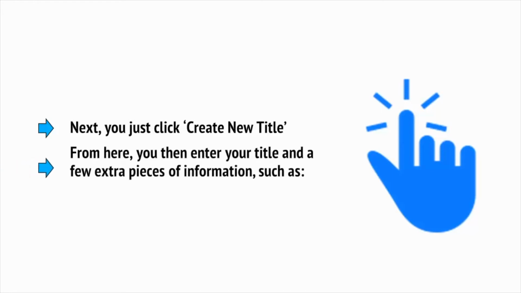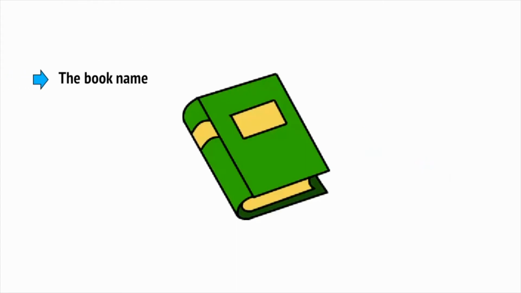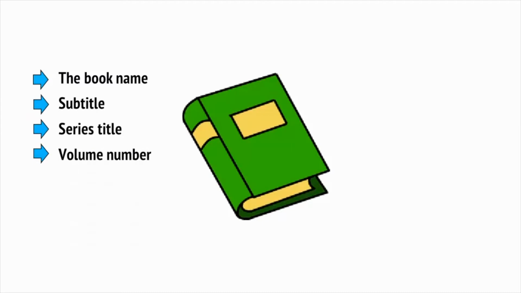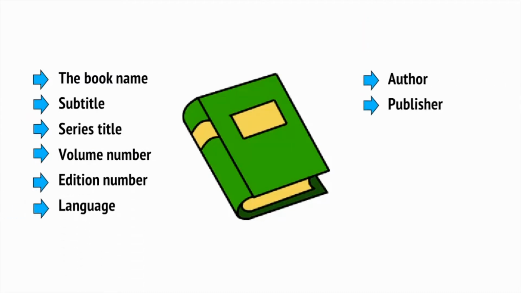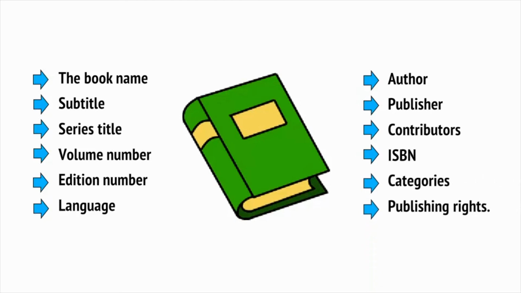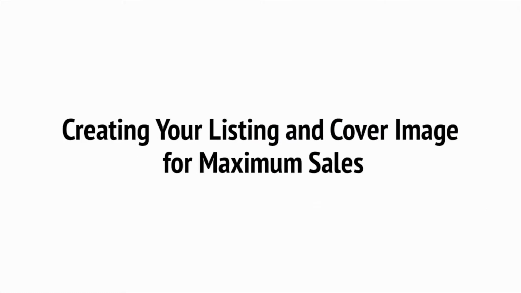From here, you enter your title and a few extra pieces of information such as the book name, subtitle, series title, volume number, edition number, language, author, publisher, contributors, ISBN if you've purchased one, categories, and publishing rights. Don't check that your book is in the public domain or you'll waive your copyright. Now comes creating your listing and cover image for maximum sales.